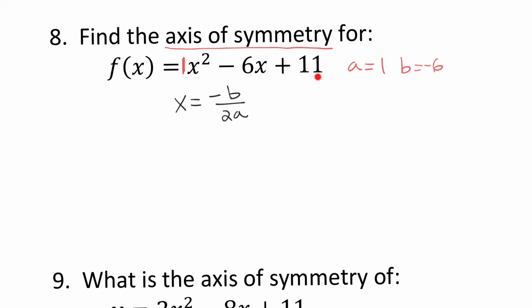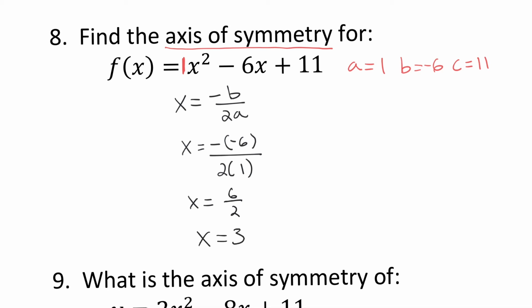And you can say the last one is c, but we're not going to use it right now. I'm going to put it here so you know the constant is the c value. But we only need to use the a and the b. You're going to substitute into that formula. So we have x equals negative b, which is negative 6, over 2 times a, which is 1. So x equals positive, the top, negative times negative will be positive 6 over 2. So x equals 3. That's it.